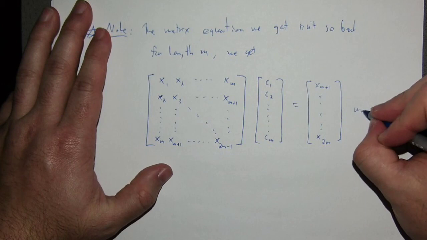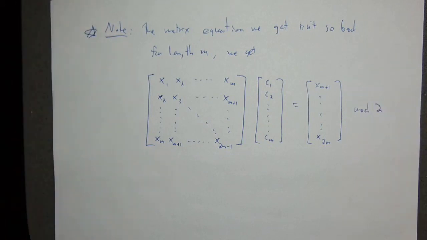And this is mod 2. Okay. So this is the equation we get. Once you understand this, now it's a lot easier to set up the brute force method.